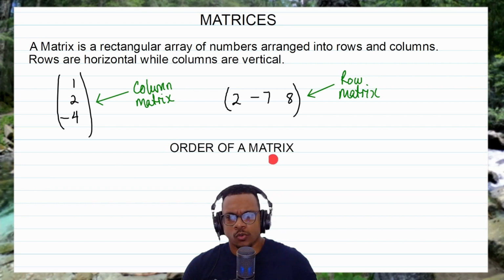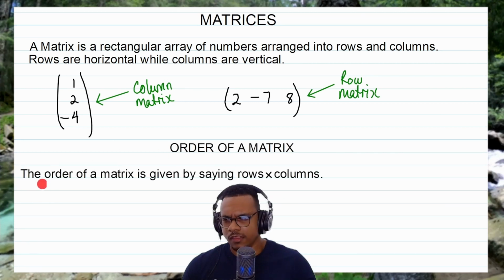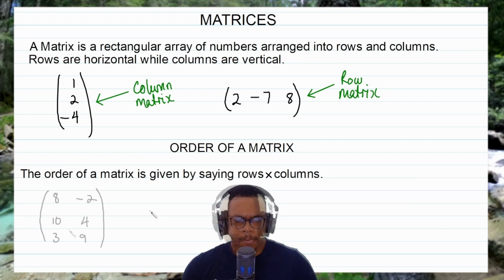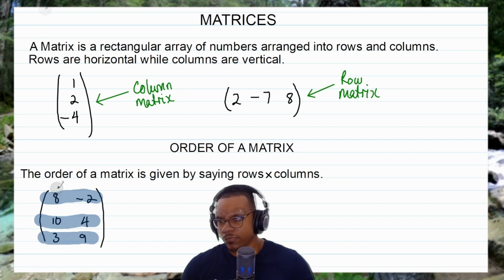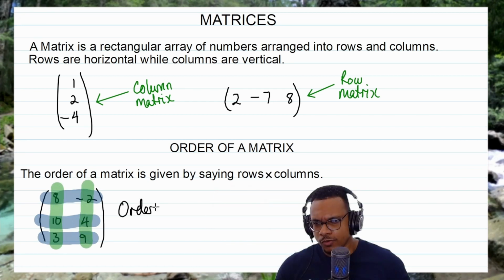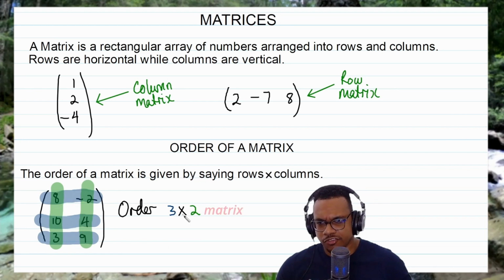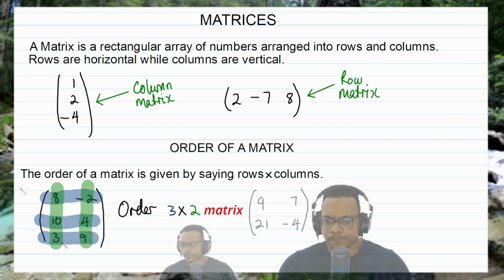So now we look at the order of a matrix. The order of a matrix is given by saying rows by columns. So here we have the example of a matrix. We have 1, 2, 3 rows and 1, 2 columns. So the order of this matrix would be 3 rows by 2 columns. So this matrix here is a 3 by 2 matrix.